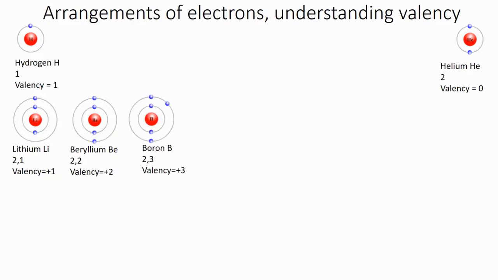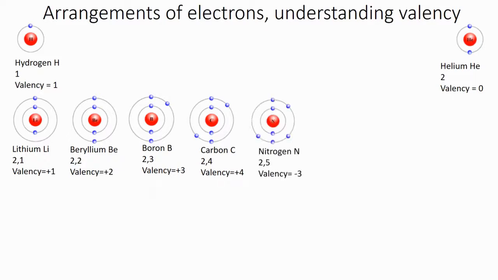So its valency is plus 2. Next we have boron, whose electronic configuration is 2, 3. And it gives away 3 electrons. So its valency is plus 3. Carbon can give or take 4 electrons. So its valency is 4. Then we have nitrogen, which will accept 3 electrons. So its valency is minus 3.